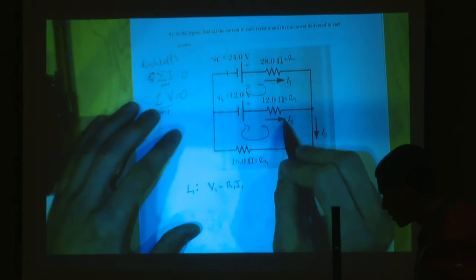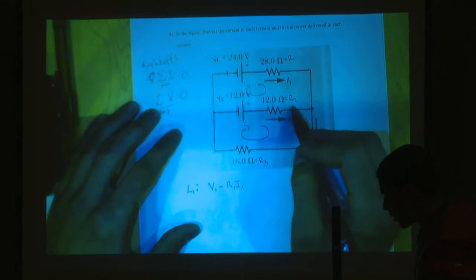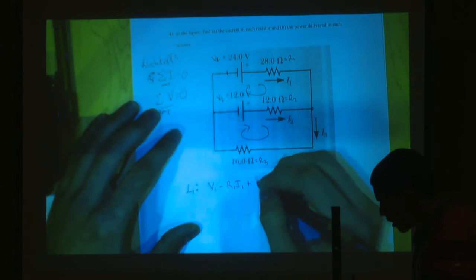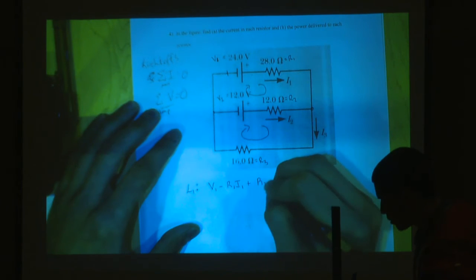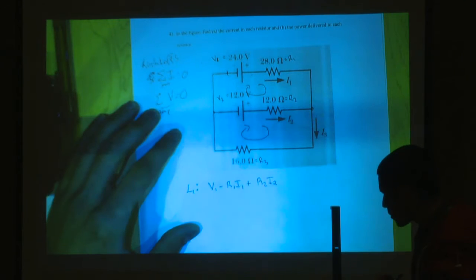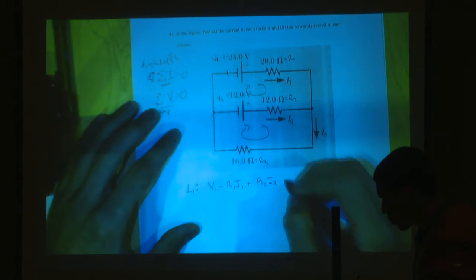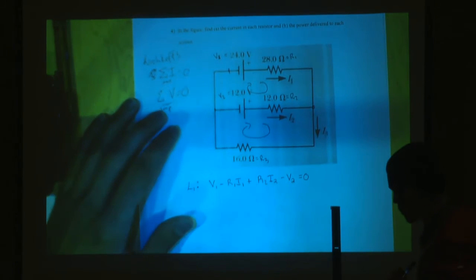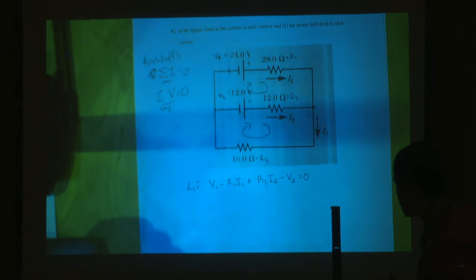Okay, and then we continue going here. Since we're going against essentially our current here, we'll have a potential jump of R2 times I2. And we're going down the battery, so we'll subtract V2 to equal 0. Okay? Any questions here?